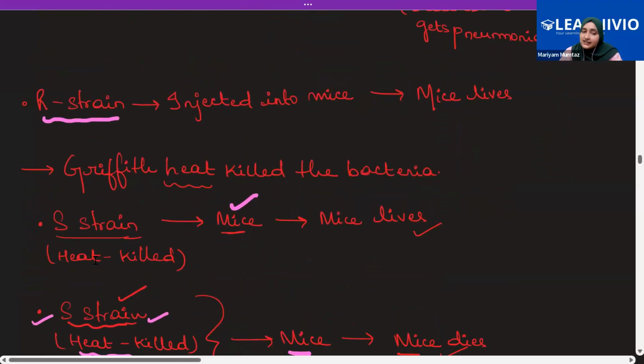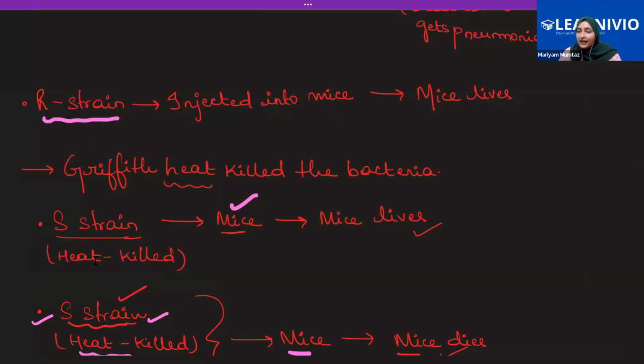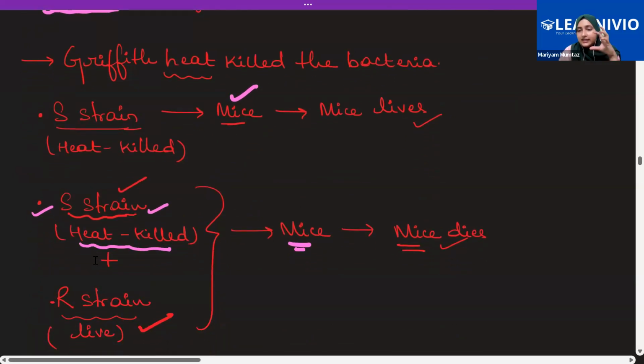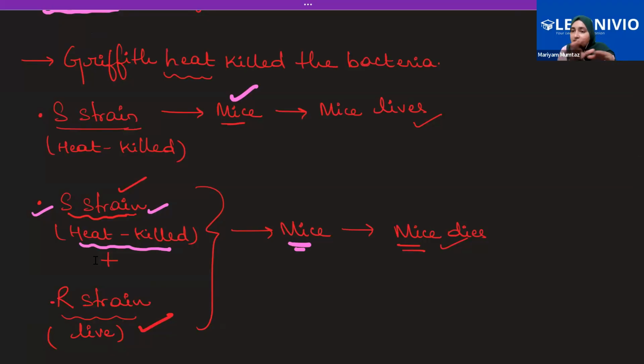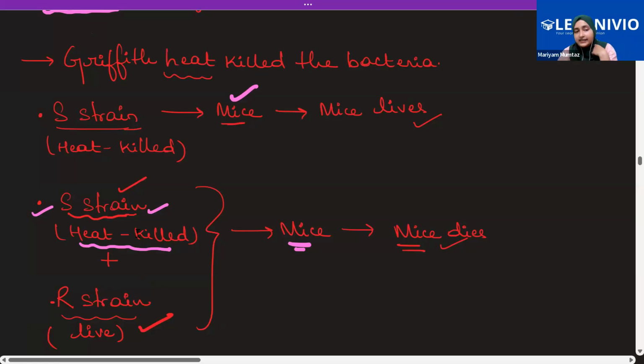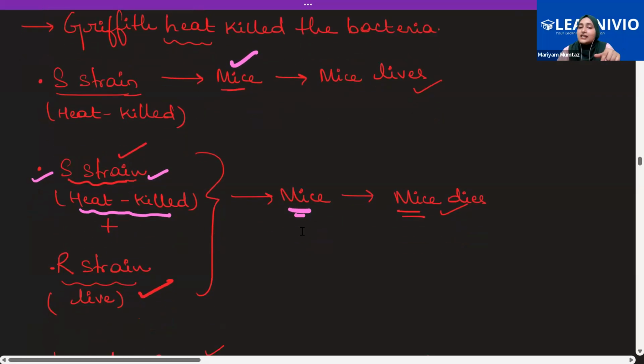Now, the next thing Griffith did was heat-kill the bacteria. When he injected the heat-killed S strain, meaning the strain that now had killed bacteria, into the mice, the mice lived. Even though it was the S strain, since it was heat-killed, the mice lived. But then he took the heat-killed S strain and combined it with the R strain. Now you know that the R strain doesn't cause any disease, right? He took the living R strain, combined it with the heat-killed S strain, and then injected it into the mice.